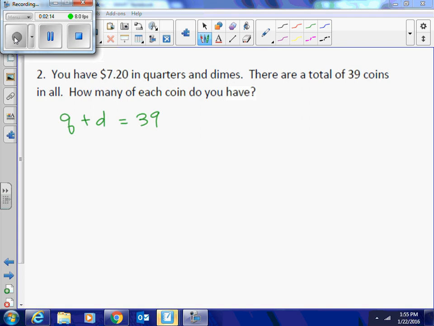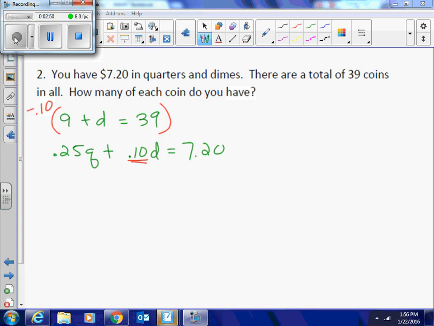Well, a quarter is worth 25 cents, or 0.25Q. A dime is worth 10 cents, 0.10D, and that should add up to my total value of $7.20. And you know me, I really like elimination better, so I'm going to multiply my top equation through by -0.10. I'm choosing the smaller of my two coefficients, and I'm using the opposite, -10.